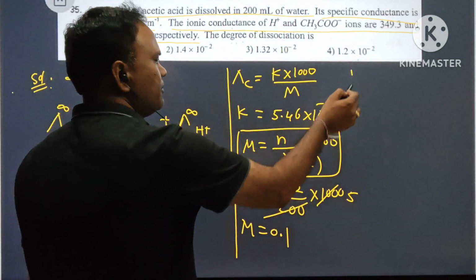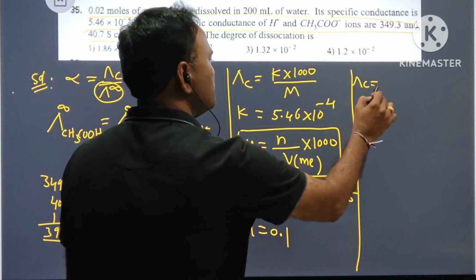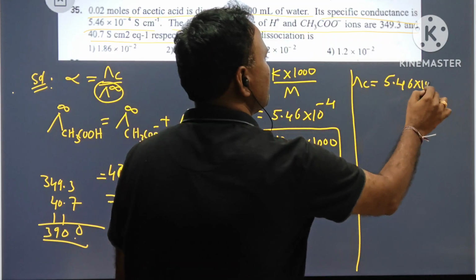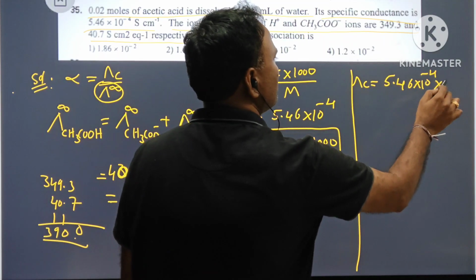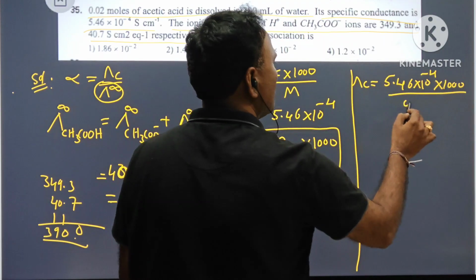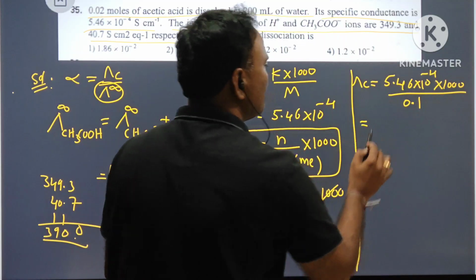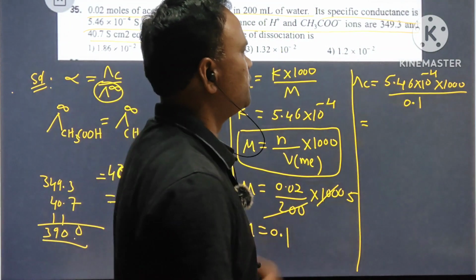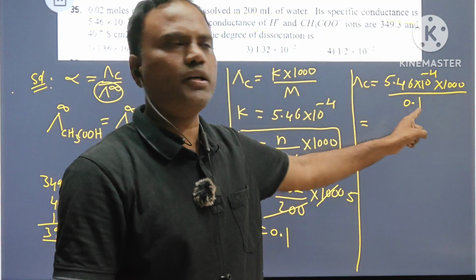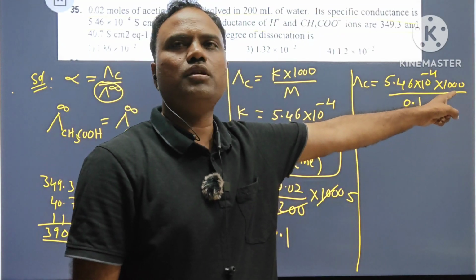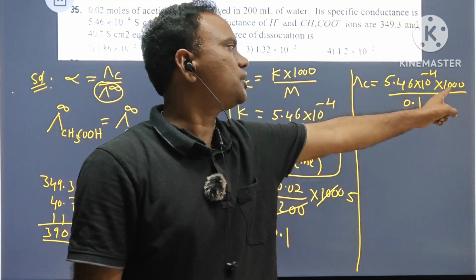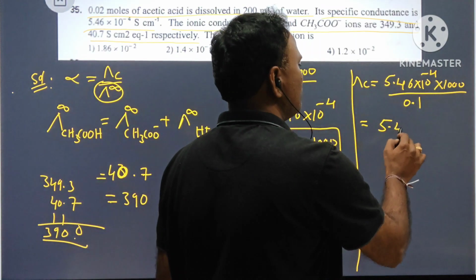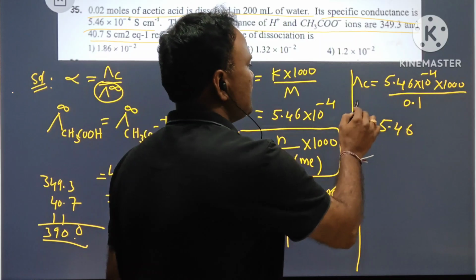Now you can get lambda C. Lambda C is equal to 5.46 into 10 to the power minus 4 into 1000 divided by molarity 0.1. Simplify this. Here 0.1 is there, take this to the numerator, it will become 10. 10 power 4 and 10 power minus 4. So finally you will get 5.46. This is lambda C.